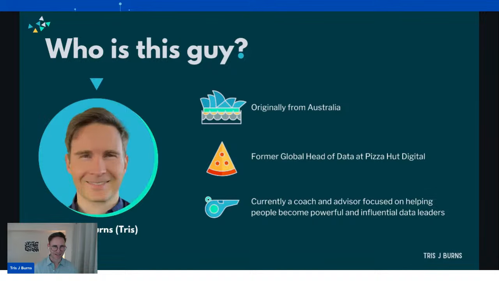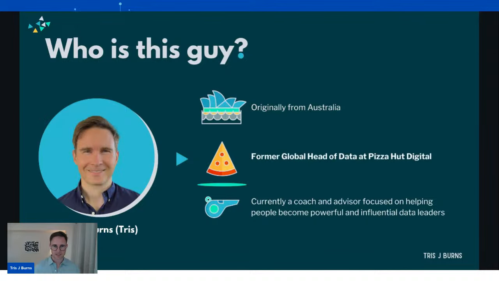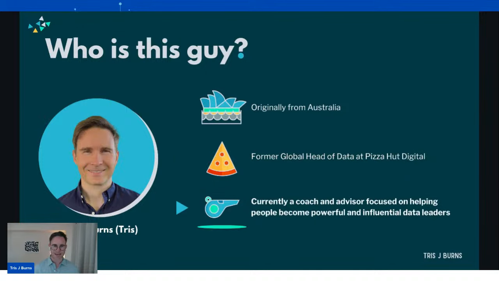I'm originally from Australia. I've been in the United Kingdom for coming up on 9 years, almost to the day. As I mentioned, I was the former global head of data at Pizza Hut Digital. Prior to that, I worked in oil and gas, investment banking and tech startups, so I've had a fairly varied exposure to data and data in organizations. Today, however, I am a data leadership coach and advisor, and I focus primarily on helping data leaders become more influential within their organizations and take on a more elevated role.